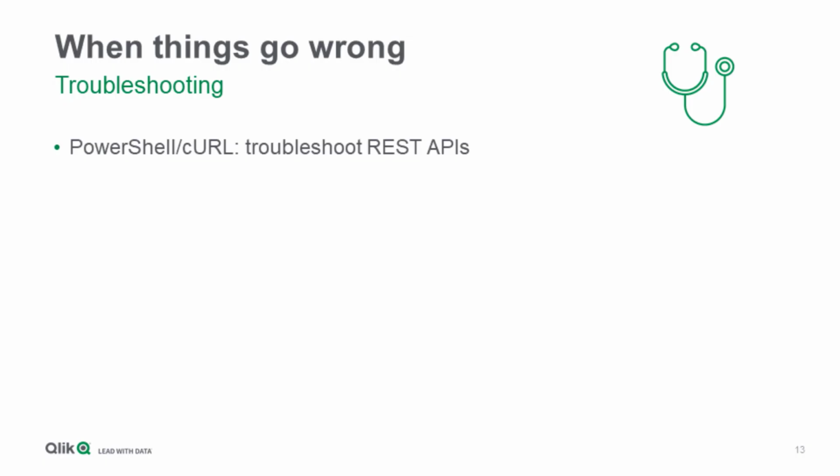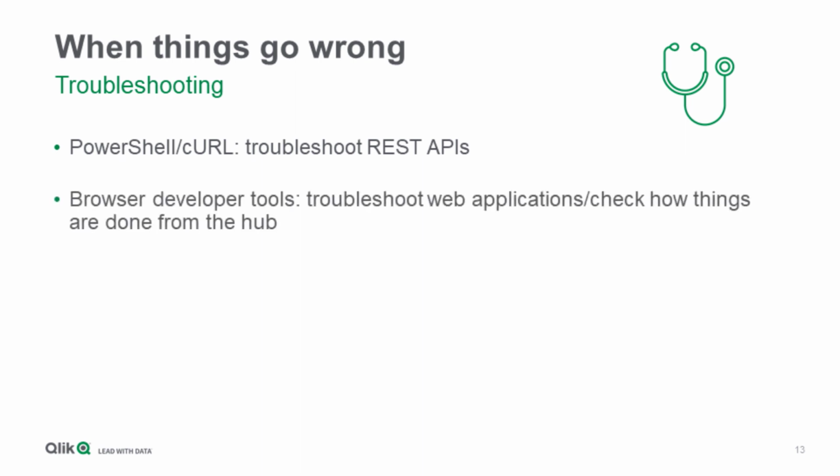So what do you do when things don't go perfectly as expected? How would you go about troubleshooting something going wrong? When things go wrong, we have different ways of troubleshooting based on which API we want to troubleshoot. PowerShell, or curl if you're on Mac or Linux, to troubleshoot REST APIs. Then browser developer tools, mostly used to troubleshoot web applications and to check how things can be done from the hub, for example. And we have Fiddler, which is a network trace tool.